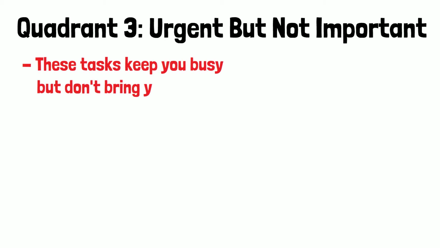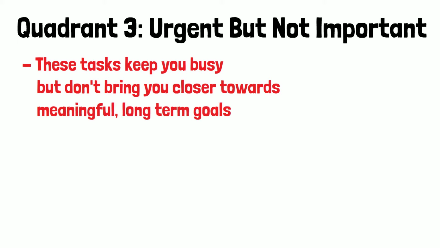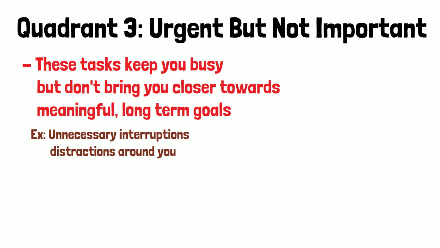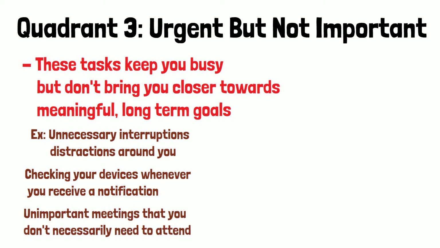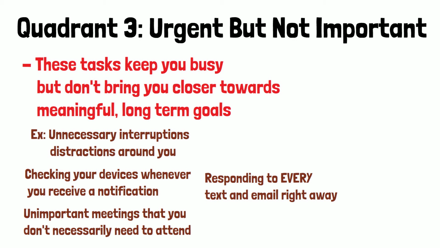Quadrant 3. Urgent but not important. Being that these tasks are labeled as not important, these are tasks that keep you busy but don't bring you anywhere closer to your meaningful long-term goals. These can include unnecessary interruptions and distractions from your surroundings, checking your devices whenever you receive a notification, unimportant meetings that you don't need to attend, responding to every text or email as soon as you get them, and certain chores.